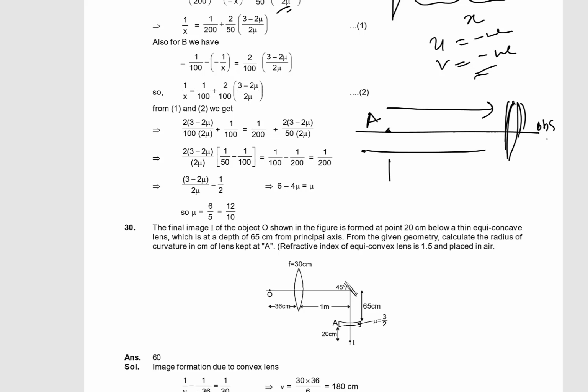u is equal to, again, what is this distance? We have taken that as x, right? u is equal to minus x. Again, using the lens maker's formula, 1 by v minus 1 by u equal to 1 by f. Now dividing these two equations, we can clearly find the value of x. Substituting x back, we'll find the value of mu, which is what is given, right?